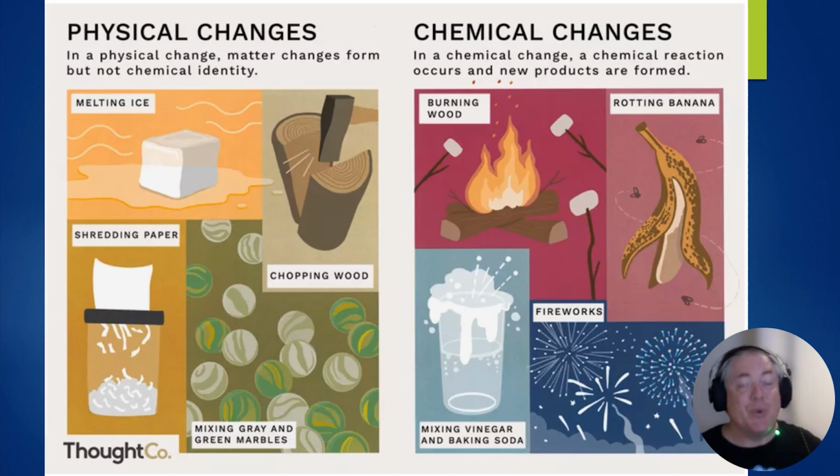In a chemical change, you end up with new chemicals. When you burn wood, you start with wood, you end up with carbon dioxide and water and soot. Rotting bananas, mixing vinegar and baking soda, new chemicals are made in a chemical change.